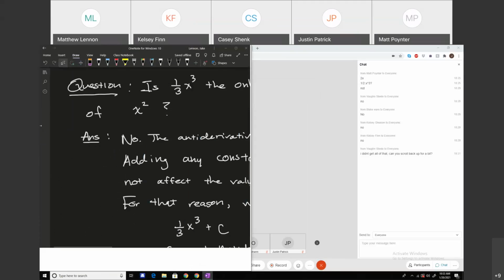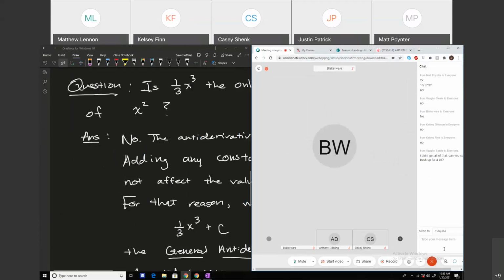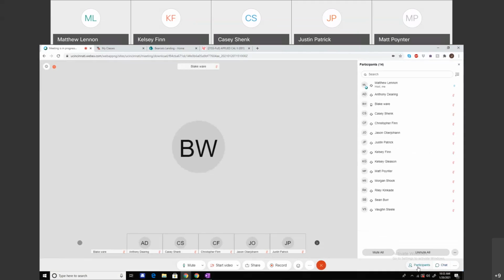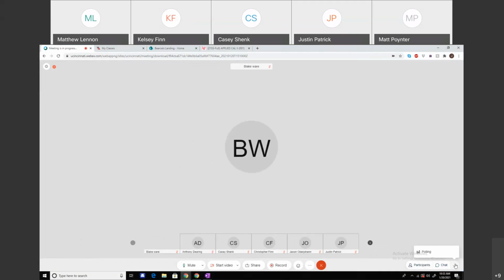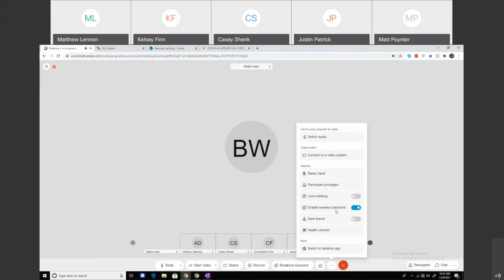Again, I'll post these notes, so if you didn't get it. I was just going to see if I could figure out how to do this. Enable breakout sessions. I've never tried this before.